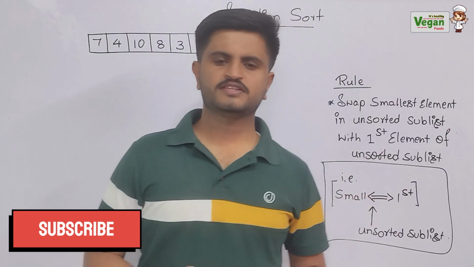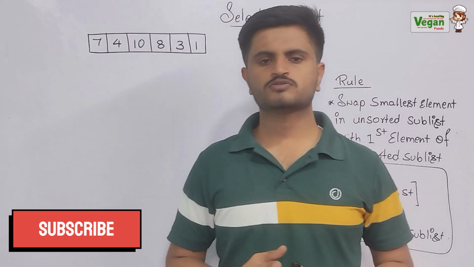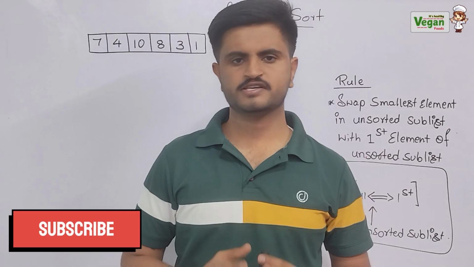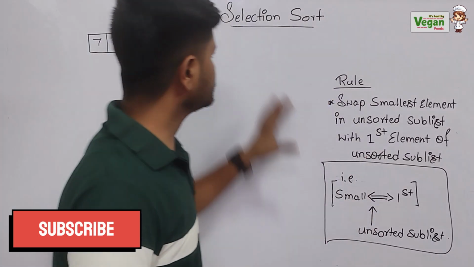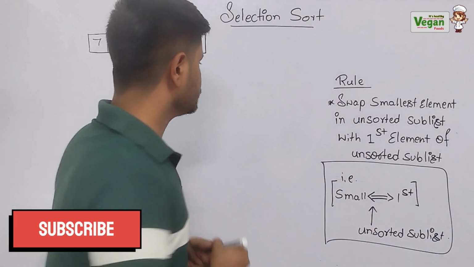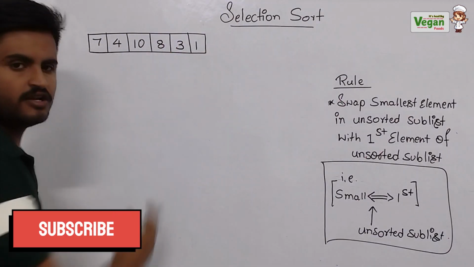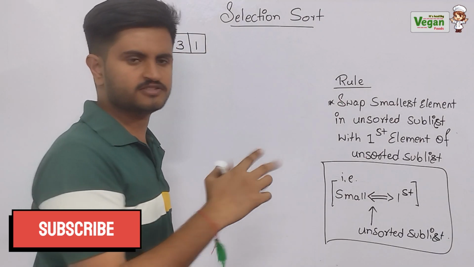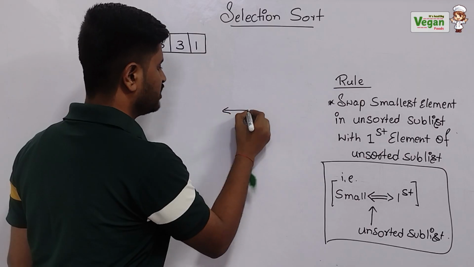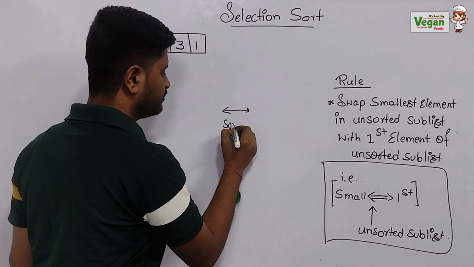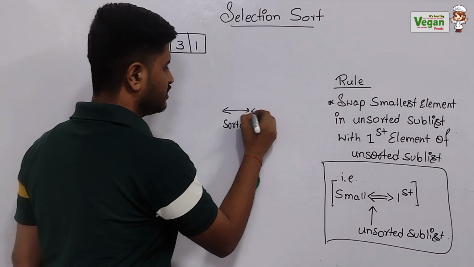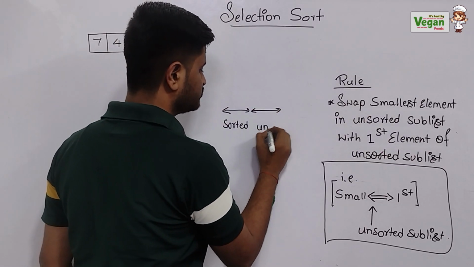Hello everyone, in this video let's discuss how to solve the selection sort problem easily. To solve the selection sort problem, first we will divide the given list of elements into two parts, that is two sublists. One will be the sorted sublist and the other will be the unsorted sublist.